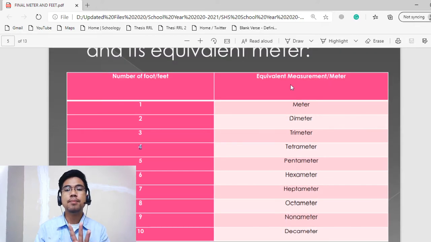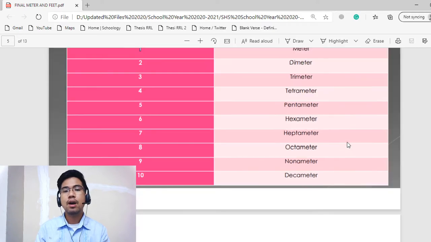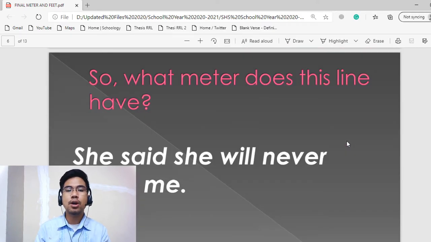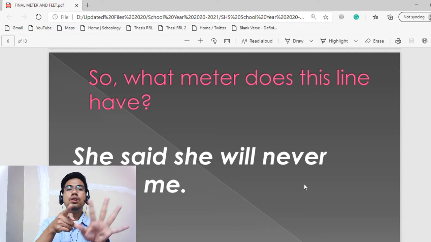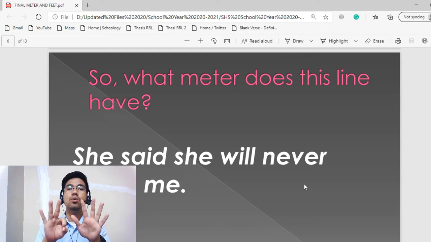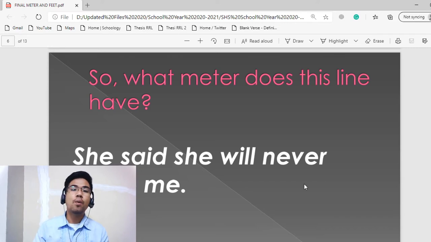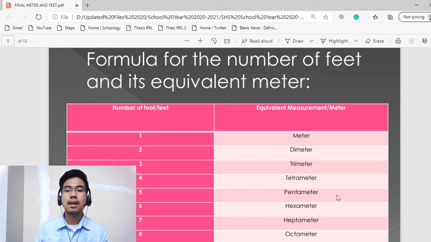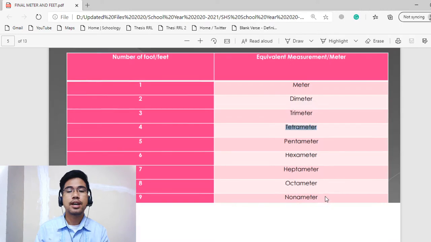This is what we call measurement of meter according to the number of pairs. Okay? One pair, monometer. Two pairs, dimeter, so on and so forth. Now, let's go back. What is the meter of this particular line according to number of syllabic pairs? Again, let's go back to the number of syllables in this line. "She said she will never leave me." So there is 8. What's again the formula? Divide the number of syllables by 2. So 8 divided by 2 is 4. So what is the meter for 4 pairs of sound? It is tetrameter. Understood? That is how you get the meter of a line according to number of syllables. I hope that is clear.